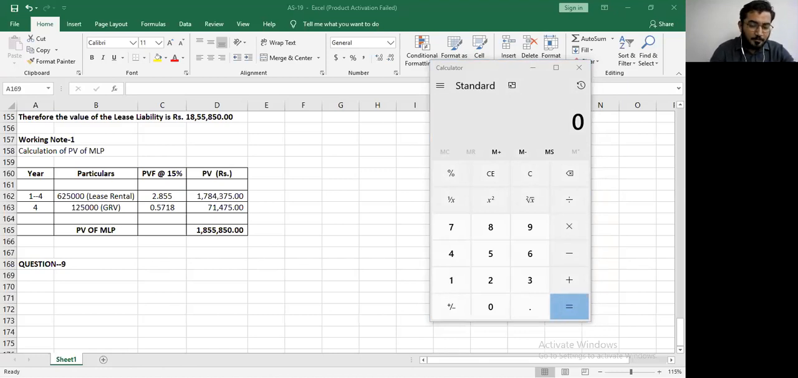Present value of MLP is equal to X. Fair value of the asset is equal to Y. And they say X is equal to Y. Tell me, finance lease or operating lease?